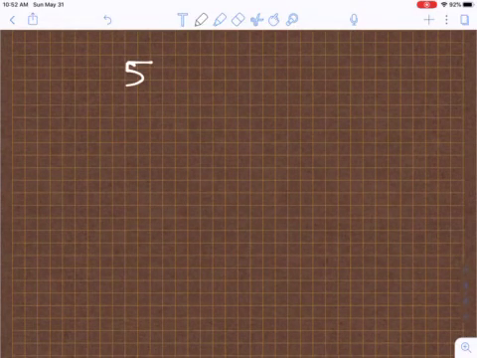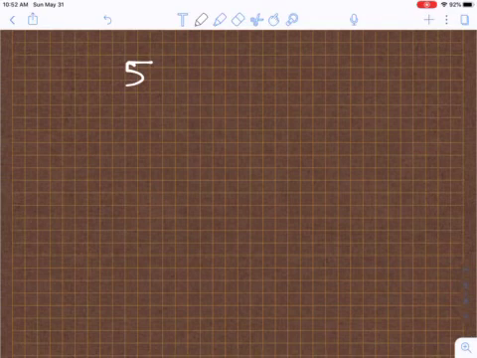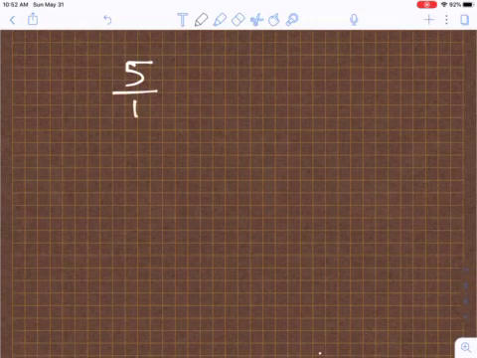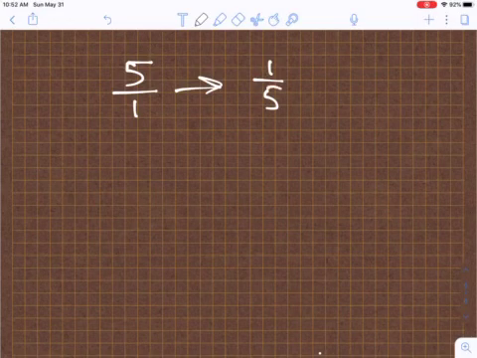All right, last one, 5. Find the reciprocal of 5. Well, even whole numbers have reciprocals, right? And what I said early in the video is write it as a fraction. Well, how do you write 5 as a fraction? Put it over 1. And then you just flip it. And then you get 1/5.